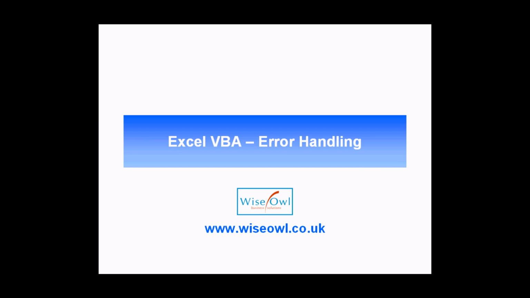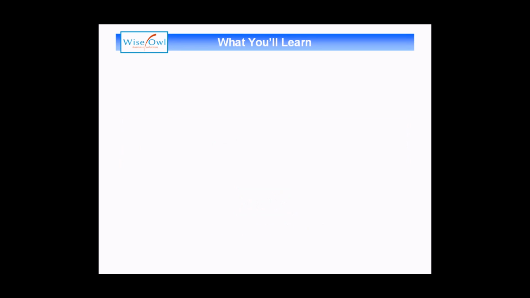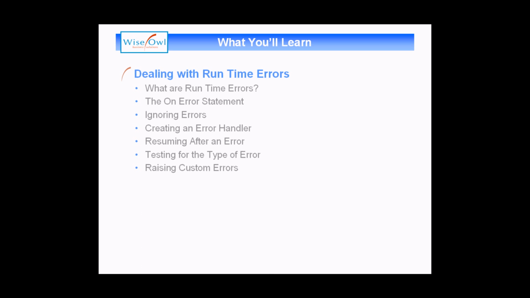In this video we're going to cover error handling in Excel VBA, and we're going to talk about how you deal with runtime errors. We'll start with a quick explanation of what a runtime error is and how it differs from a couple of other types of errors in VBA. We'll then introduce you to the On Error statement and show you, as a first simple example, how you can simply ignore runtime errors when they occur.